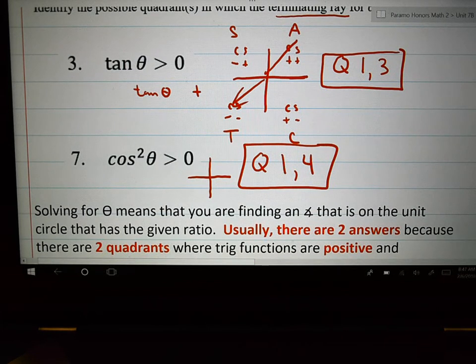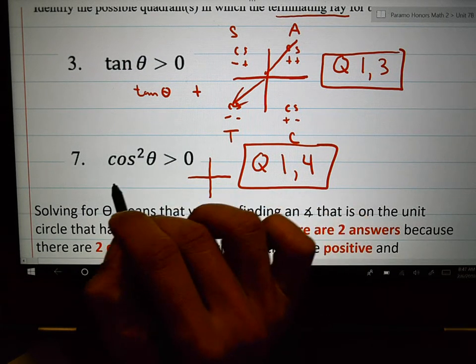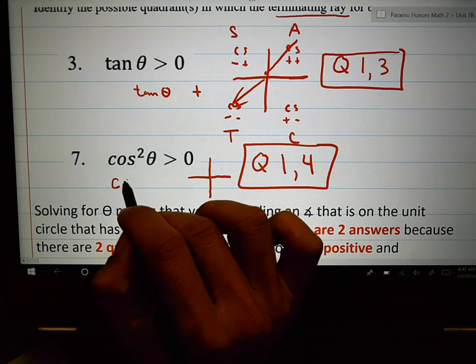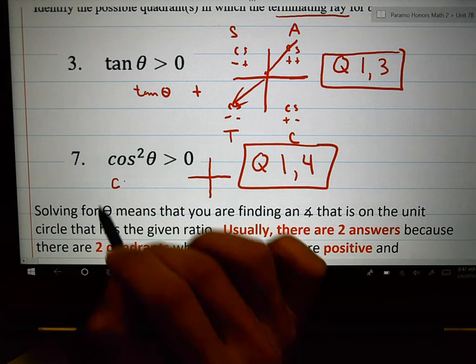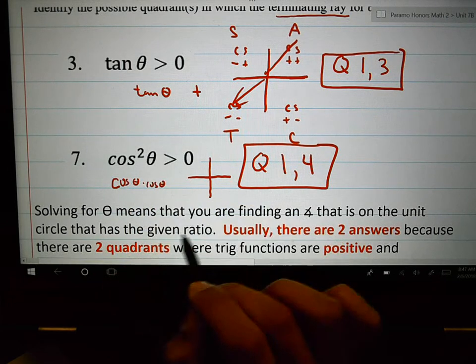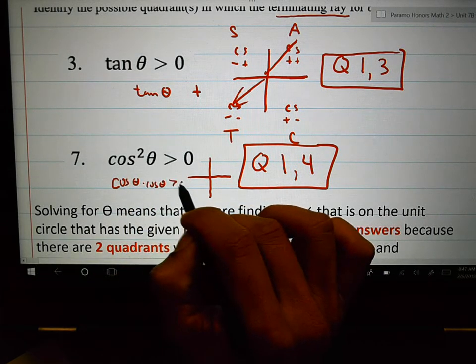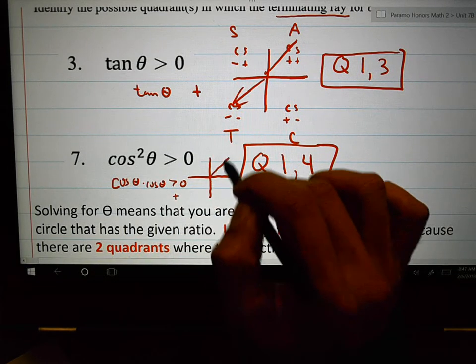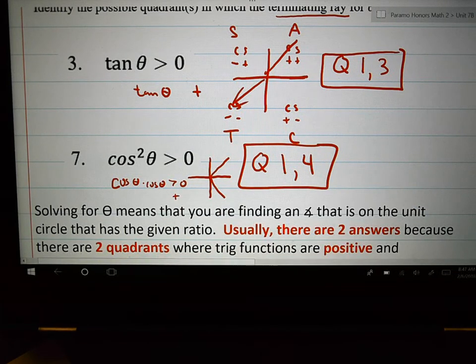How come? Because cosine will only end up being positive when you square cosine, when you do a cosine of theta times a cosine of theta. And it's supposed to be greater than 0, or a positive value. The only places where cosine is going to be positive are here.